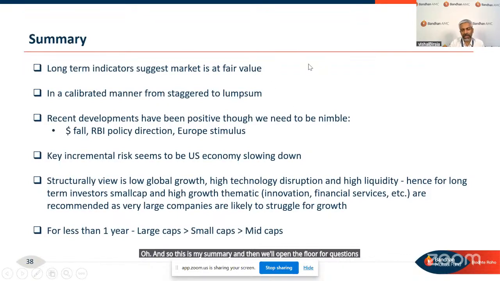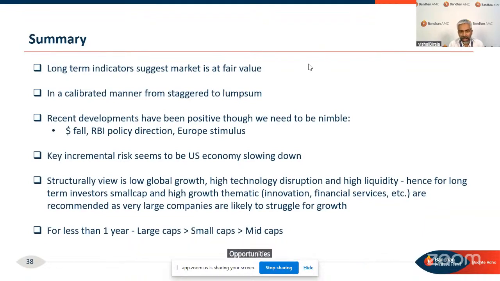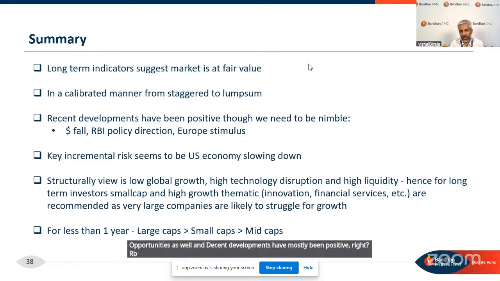So the market is trading at about, say, 19 times FY27 earnings. So that is important. In a calibrated manner, we think the investor should start looking at lump sum opportunities as well. And recent developments have mostly been positive, right? RBI policy, Europe stimulus, the DXY correcting, all of these things are positive for risk assets and primarily equities.